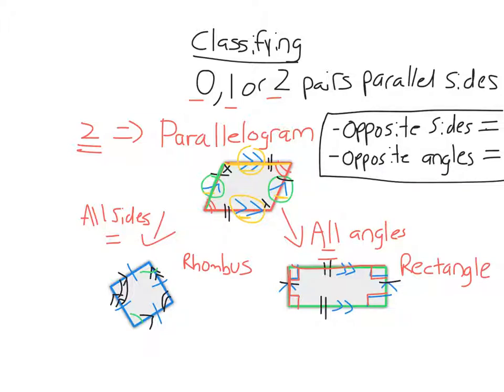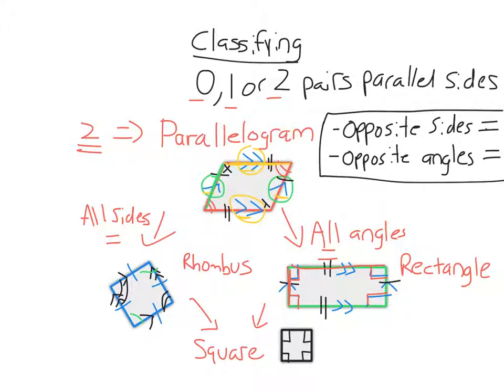It is possible, however, to have a parallelogram where all sides are equal and all angles are equal. See if you can guess what that's called. You probably guessed it, that's a square. So a parallelogram that is both a rhombus and a rectangle is a square. A square is a type of rectangle, it's a type of rhombus, and it's also a type of parallelogram.